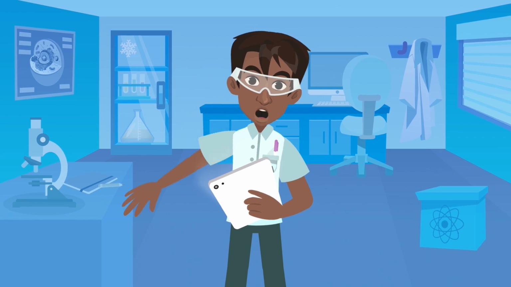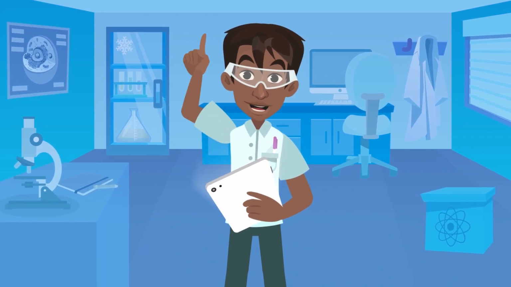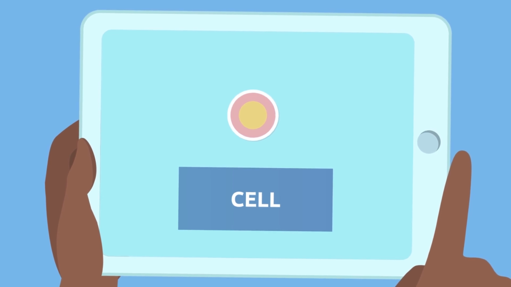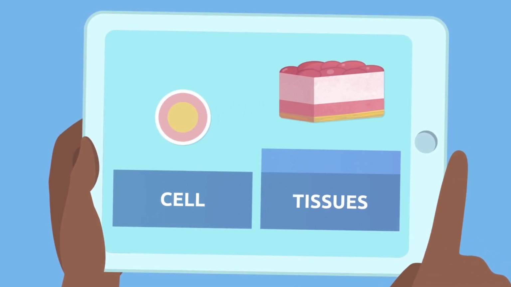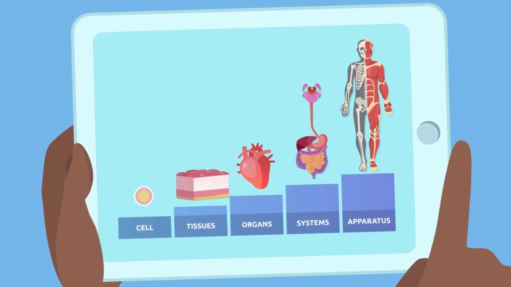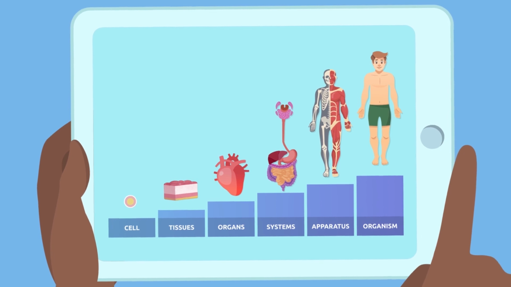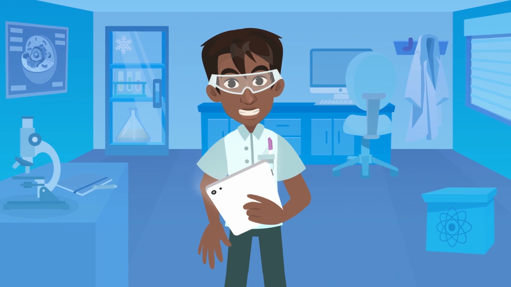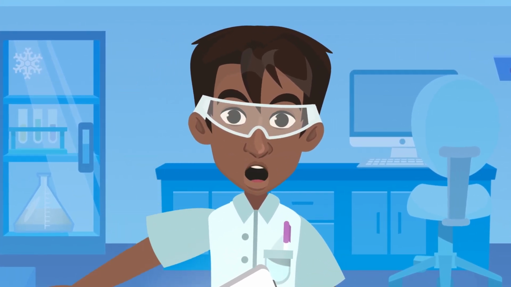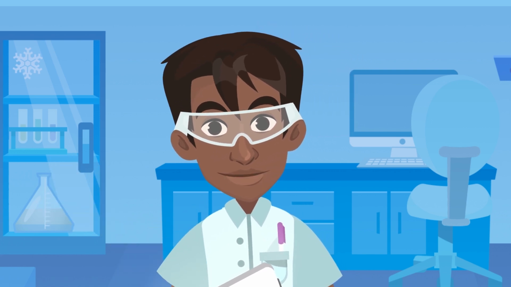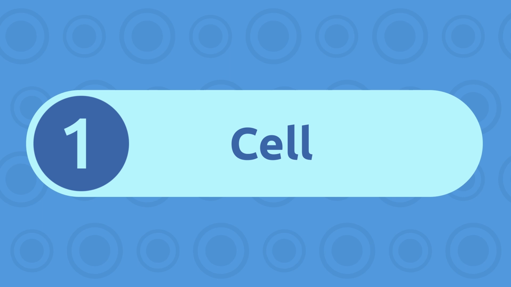Hey, friends! Today we're going to take a super interesting journey inside living beings. First, we'll start with the cell, which is the smallest basic unit that can live on its own. And bit by bit, we'll go through tissues, organs, systems, apparatus, and finally, the organism. The human body is an example of how living beings are organized. Have you ever wondered how our body is organized on the inside? Well, let's get started.